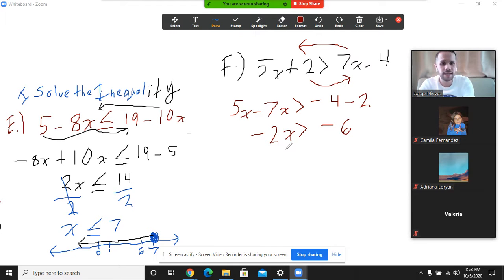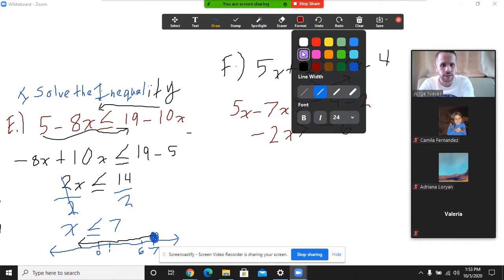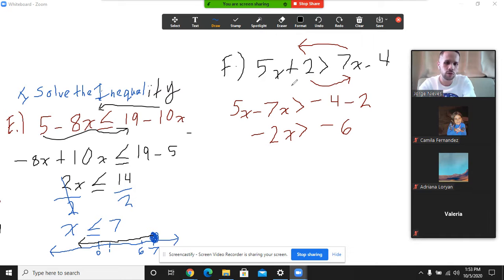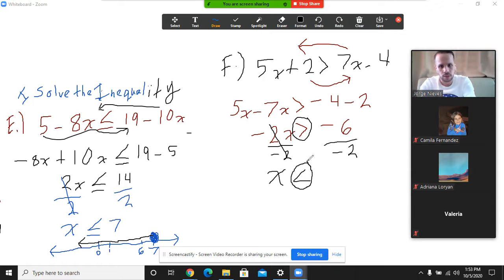So now you're going to see when do we reverse the inequality. When you divide by negative numbers, you're going to reverse the inequality. So it's going to be something like this. It's going to be x less than. You see, we reverse the inequality because we're dividing by negative numbers. So it's going to be x less than 3.